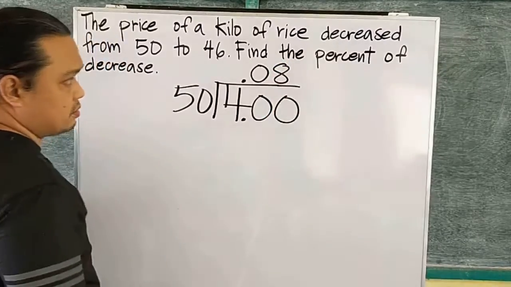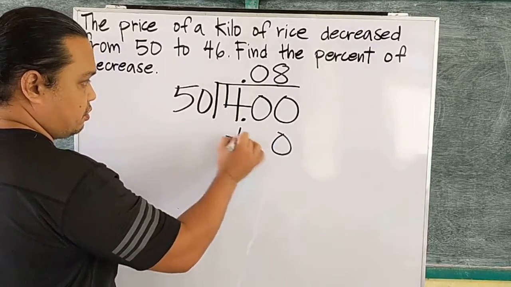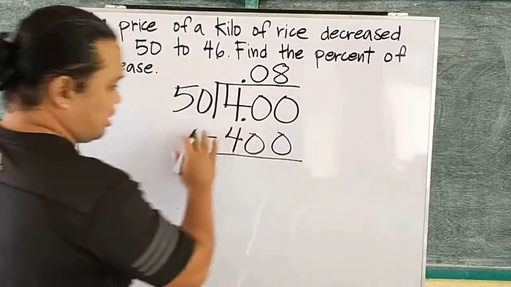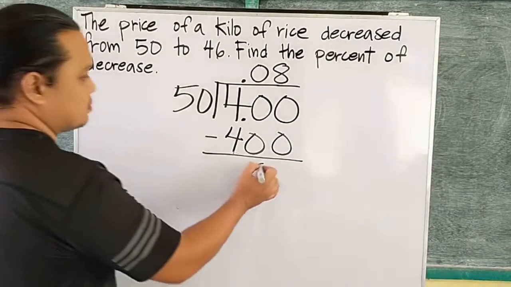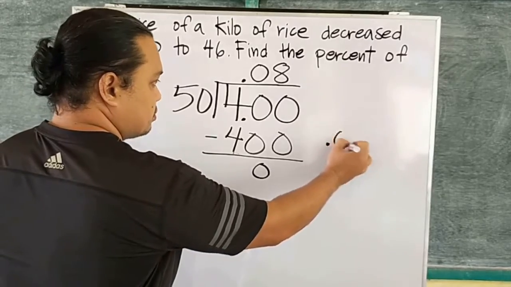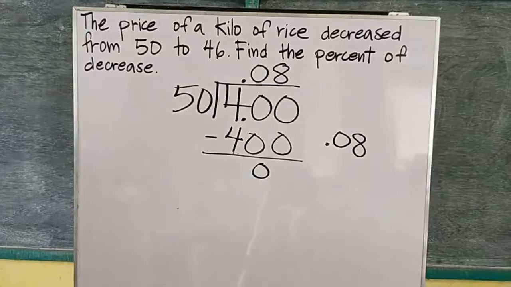Okay. 8 times 0 is 0. 8 times 5 is 40. We have now 400. And 400 minus 400 is 0. So we have 0.08 for our answer.